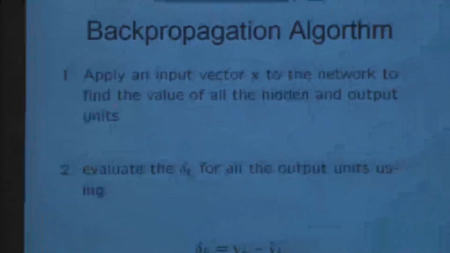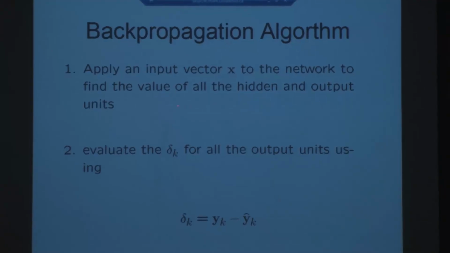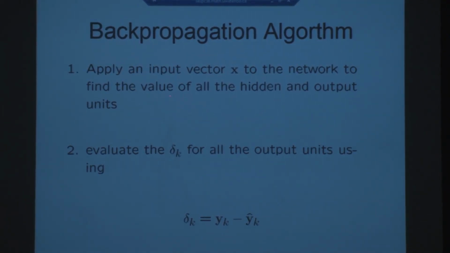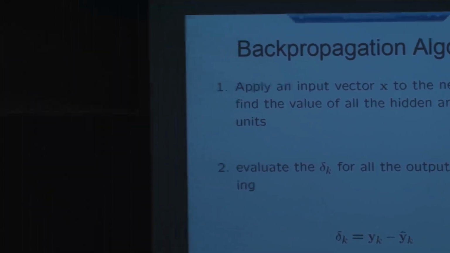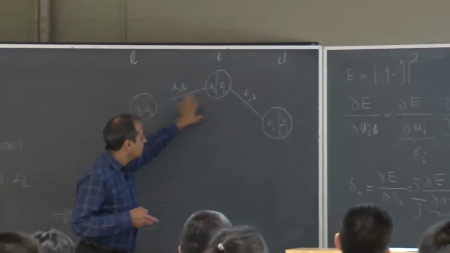Okay, I've now summarized the algorithm of backpropagation. You're going to apply an input vector x to the network to find the value of all the hidden and output units. You can find all of these values, including the value of y hat, the output unit.